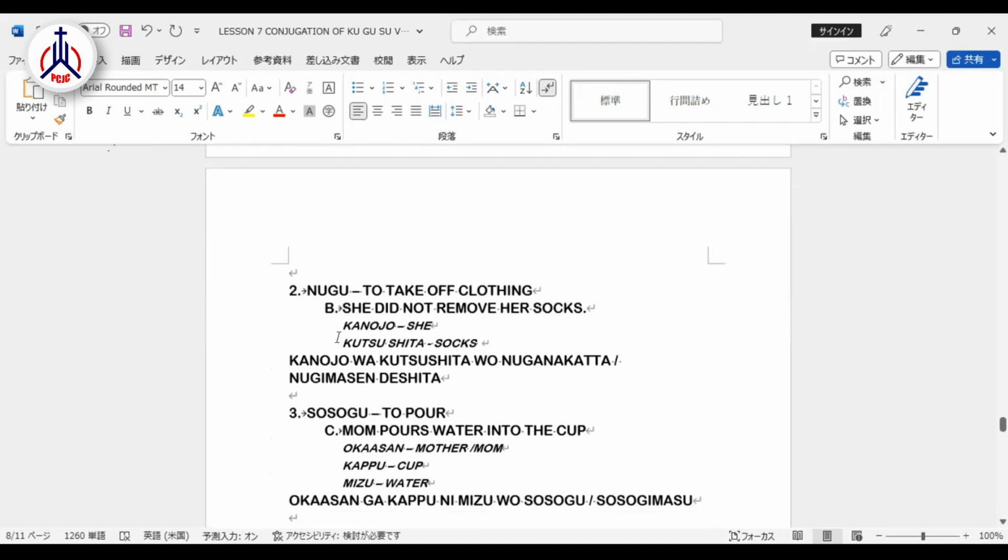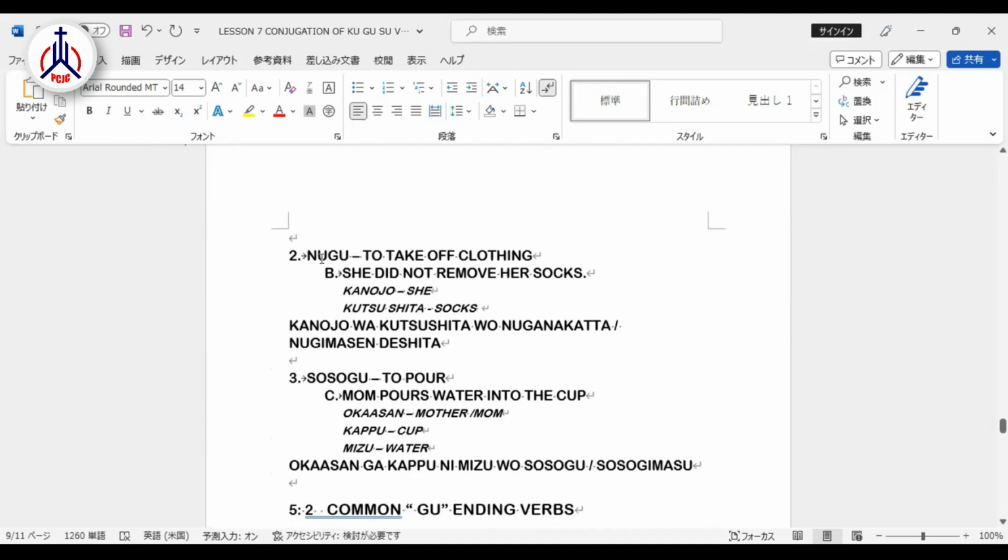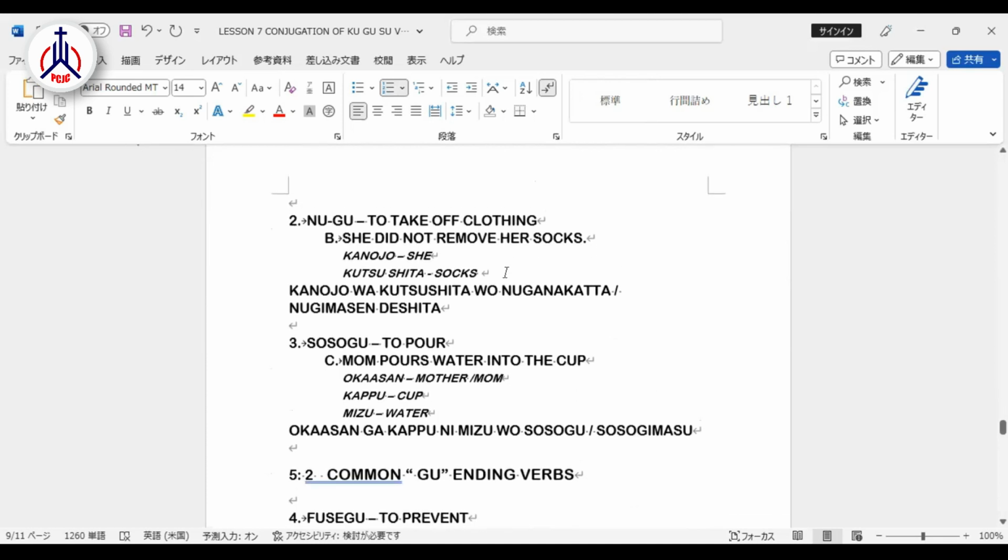Nugu. Ends with gu again. Means to take off clothing. Nugu. To take off. Take off clothing. Okay? Nugu. Okay?